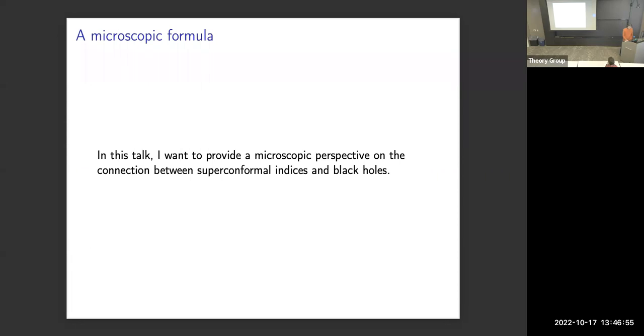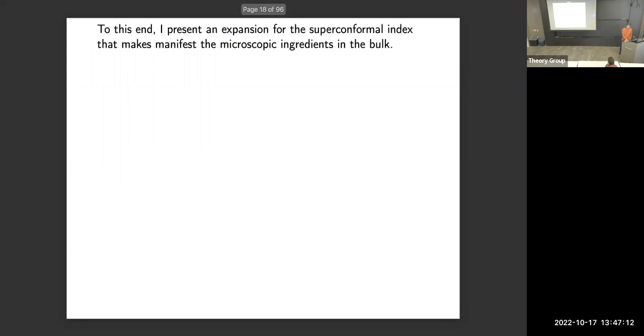So in the talk, I want to provide a microscopic perspective on the connection between superconformal indices and black holes, rather than a direct saddle approach, which was pursued in the cited examples. To this end, I present an expansion for the superconformal index that makes manifest the microscopic ingredients in the bulk, namely the string brane configurations.